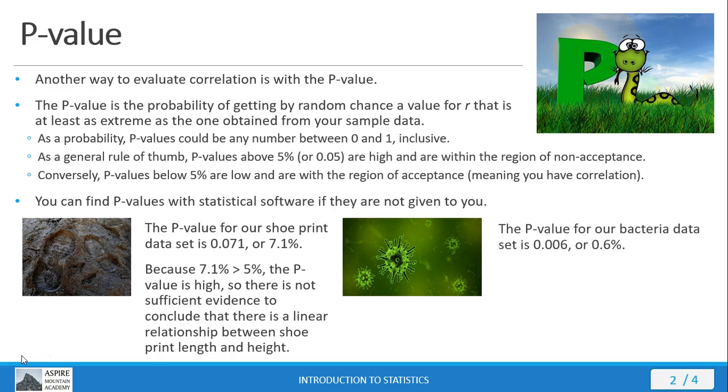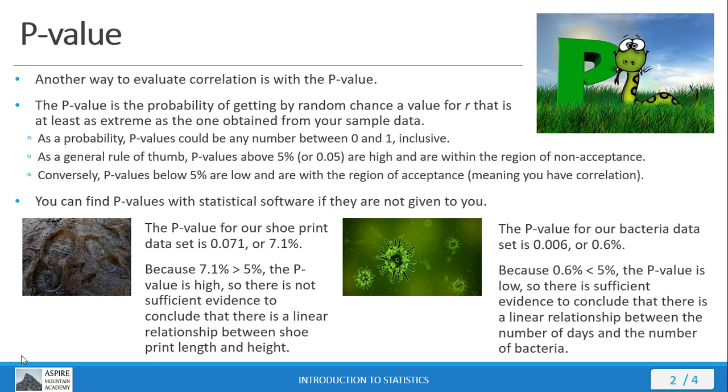So if we go back and look at our data set for bacteria, the p-value for that data set is 0.006, which is the same thing as 0.6%. We then compare the 0.6% with our 5% threshold. Because 0.6% is less than 5%, the p-value is considered low, and so therefore we have sufficient evidence to conclude that there's a linear relationship between the number of days and the number of bacteria. Notice that we're reaching the same conclusion with the p-value that we reached with the critical R value, so whichever method you choose, you should reach the same conclusion.